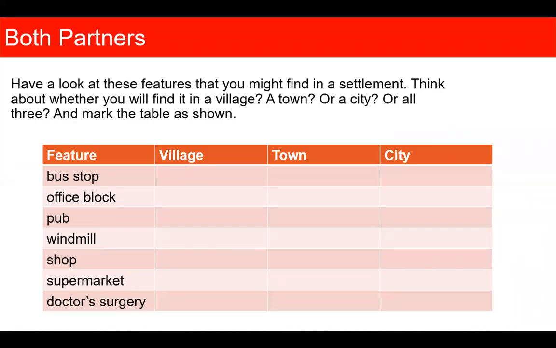Okay, so let's come into an activity. So here we've got the three main types of settlement. We've got a village, a town, and a city, and we've got lots of different features. We've got a bus stop, an office block, a pub, a windmill, a shop, a supermarket, and a doctor's surgery. In a minute, I want you to pause the video and, on your activity sheet, tick which box you think you would find a bus stop in. Would you find a bus stop in a village, a town, and a city? Maybe you only find it in one of the places.